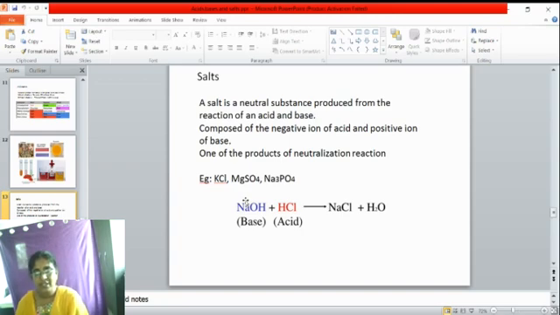Now, as such, here sodium hydroxide is a base. For example, if you are taking sodium hydroxide as a base and hydrochloric acid as an acid, when these two react with each other, it gives rise to a salt, which is sodium chloride, as well as water. So this is something called a neutralization reaction. So addition of a base and an acid gives rise to a salt.